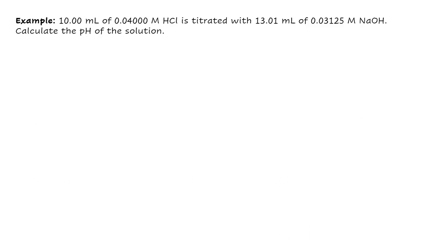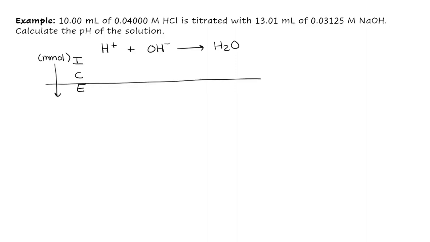Setting up our millimole table, our reaction is H plus plus OH minus, forming water. Our rows are ICE, and our units are millimoles. Plugging in our values, for H plus we have 0.4000, and for hydroxide we have 0.4066. And we'll just put a line through the water.